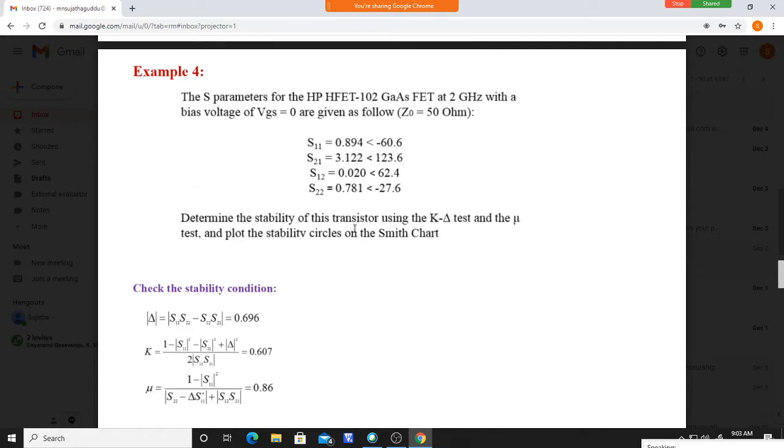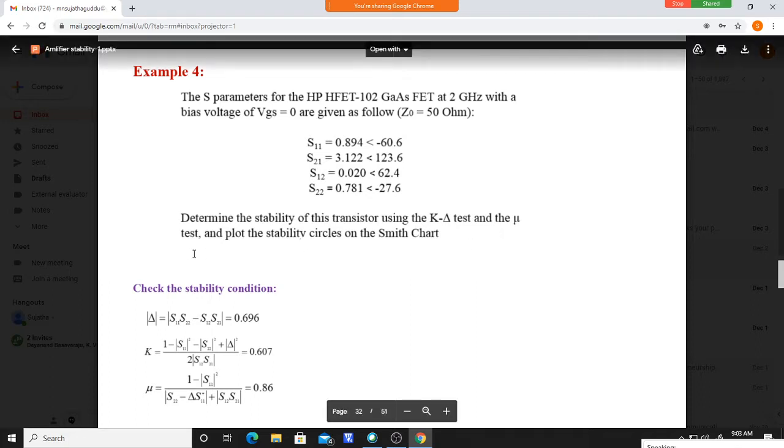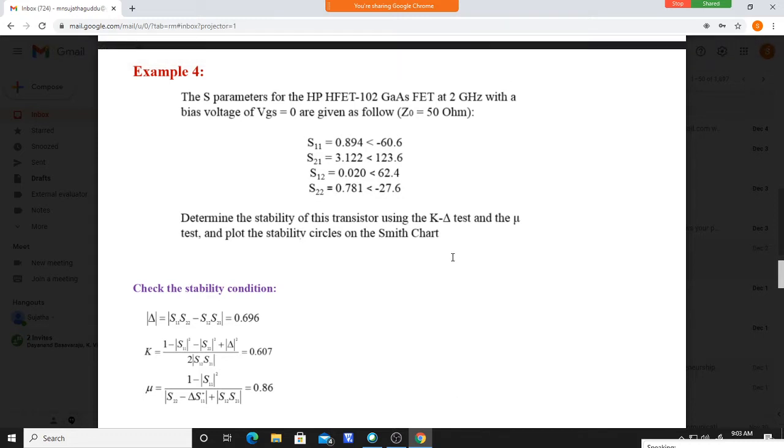Determine the stability of this transistor using the K delta test and the mu test, and plot the stability circles on the Smith chart. The question is like this. A similar kind of question may come in the examination also. The K delta test is an analytical method.